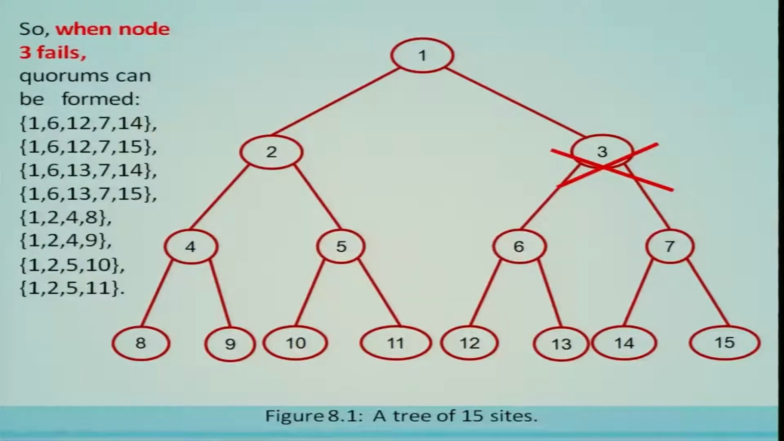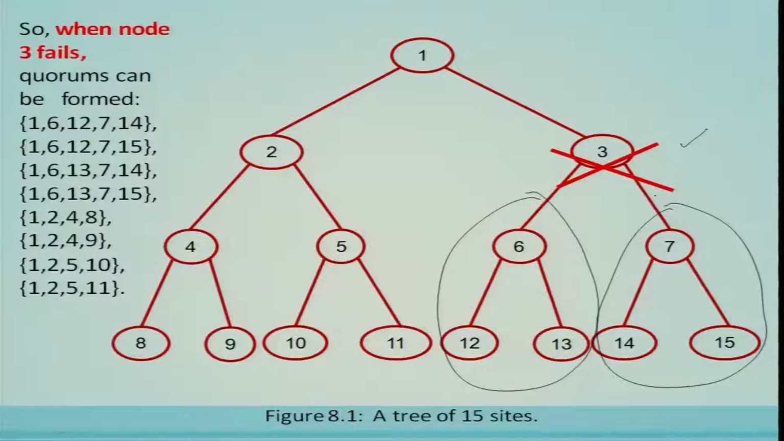Now when a particular node fails, that means failures are also introduced while constructing the quorums. Now if node 3 fails, the tree will be partitioned into 2 different subtrees. The quorums where the structure is not partitioned or affected are going to be the same. So 4 different quorums are the same as we have seen previously.